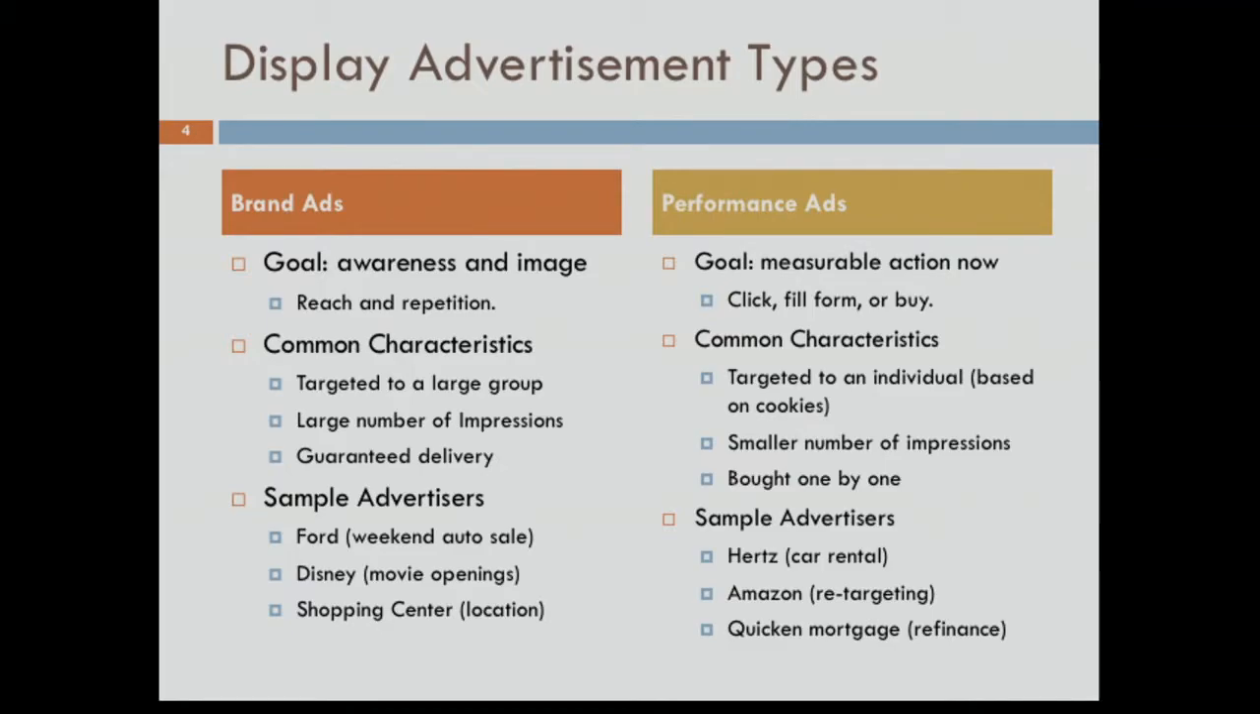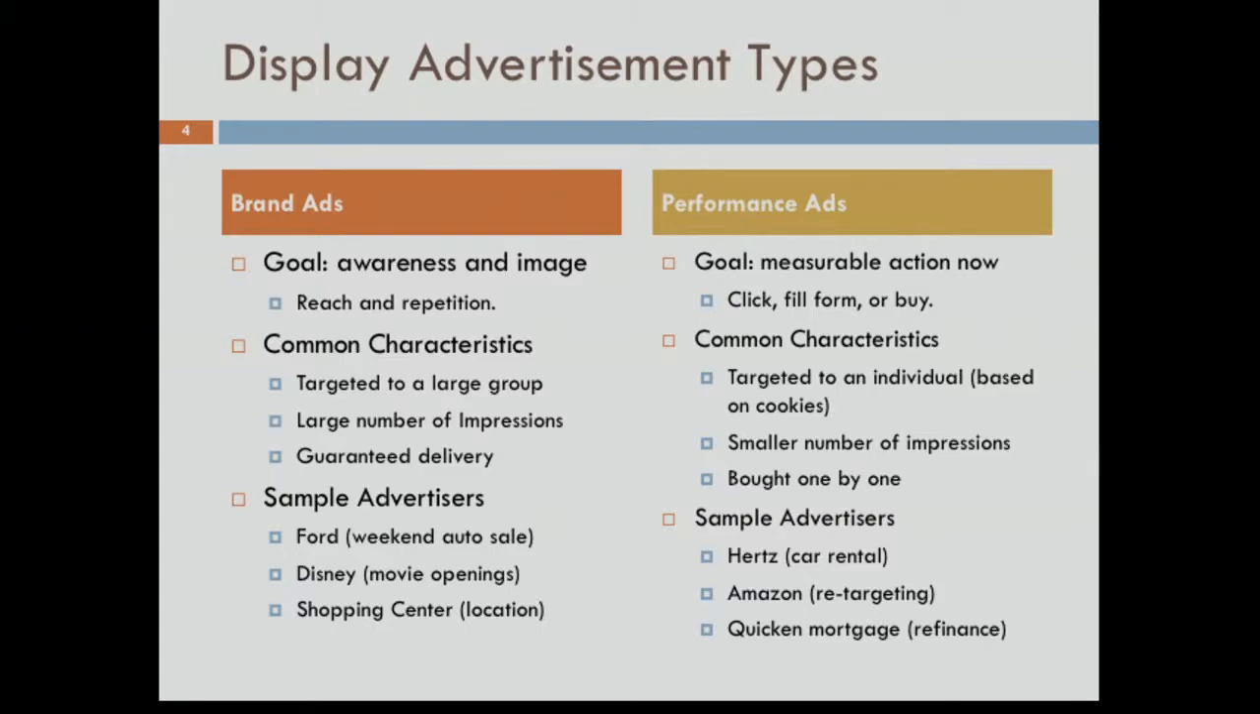It's targeted to a large group, with large numbers of impressions, typically guaranteed delivery, which is that I have a contract that says I'm going to get 1 million impressions or 5 million impressions, whatever it is. It could be Ford's weekend auto sale or Disney's movie opening or a shopping center's location that advertise in that way, as opposed to the kinds of ads that you guys more often think about, where you're trying to get some measurable action.